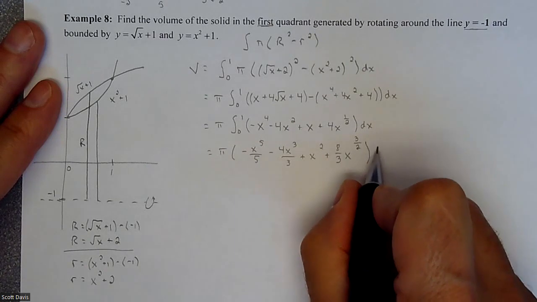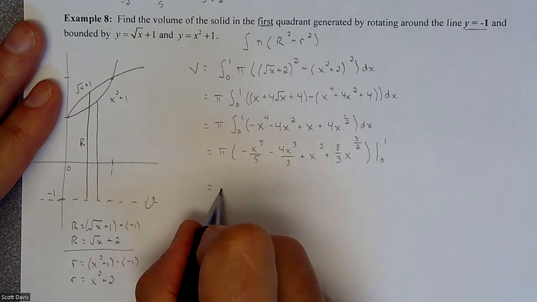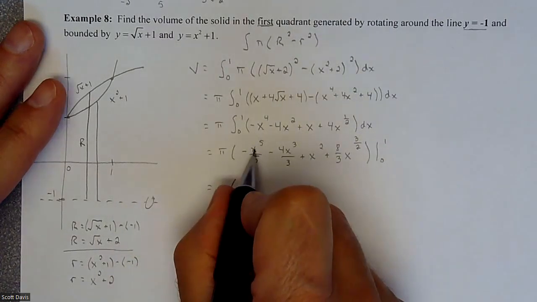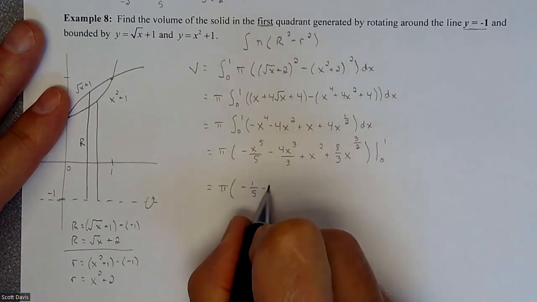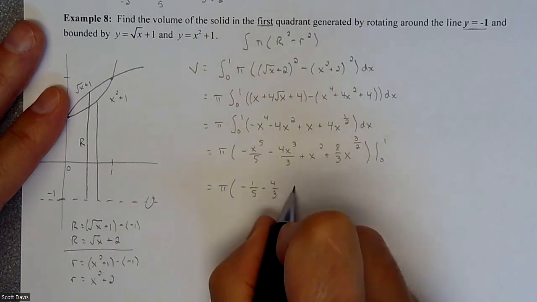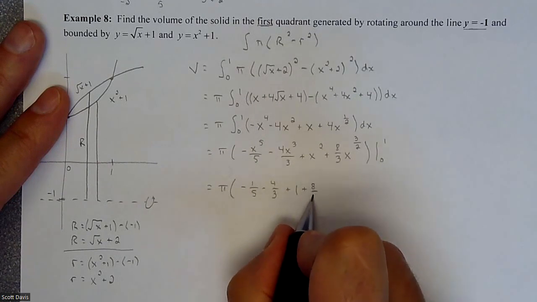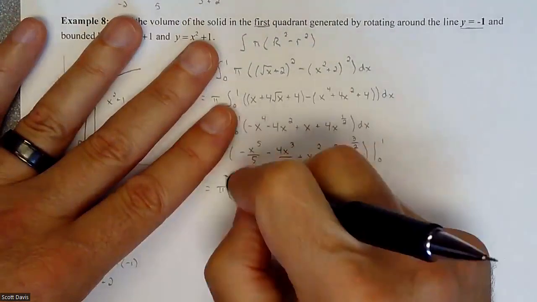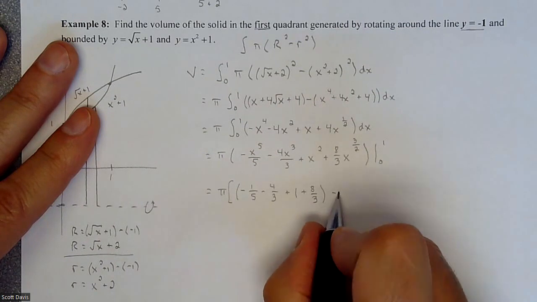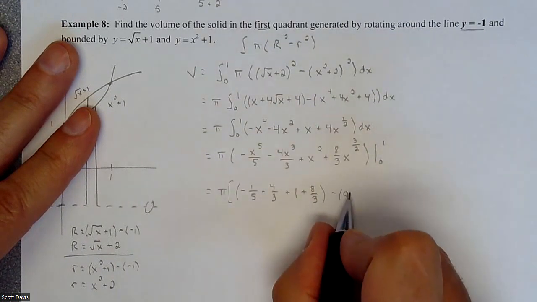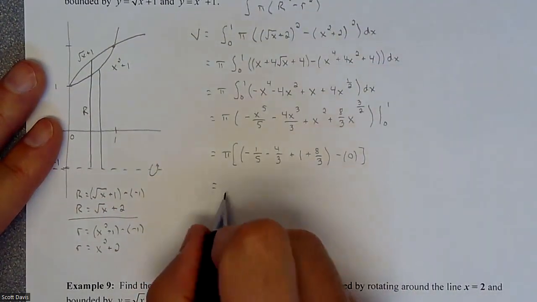All right, and then we're going to go from 0 to 1. So we'll plug some ones in, and then plugging the 0 in won't do anything. So we plug a 1 in, we're going to get a negative 1/5. Plug a 1 in, we're going to get a 4/3. Plug a 1 in, we'll get a 1. Plug a 1 in, we'll get an 8/3. All right, so let me put brackets around things. So there's plugging the 1 in, minus plugging the 0 in. All this stuff goes away. Just a 0.